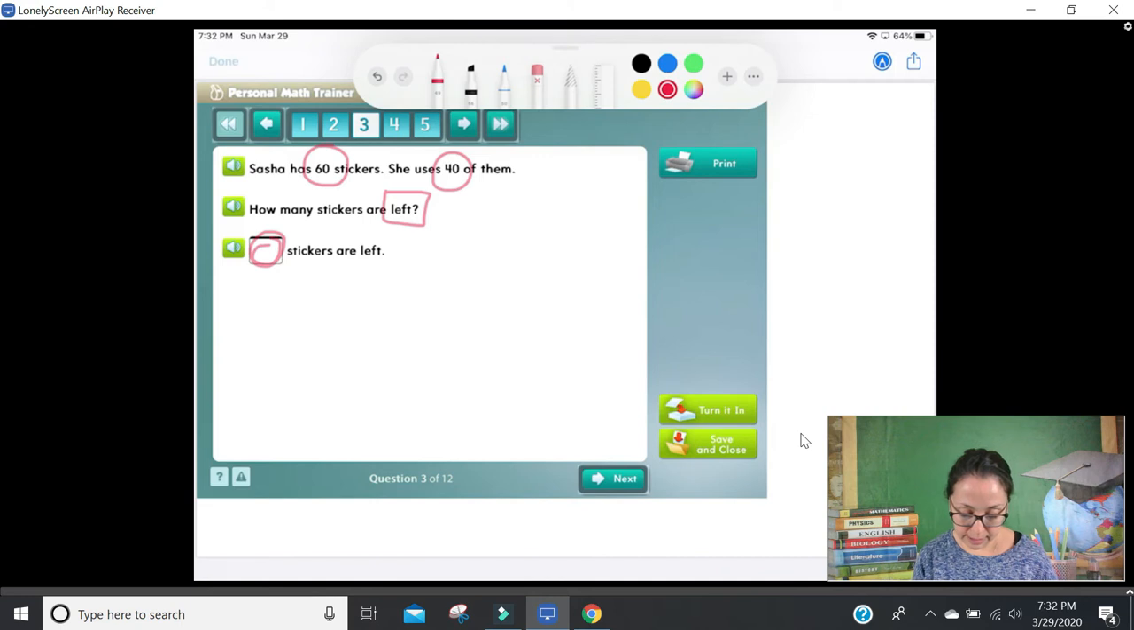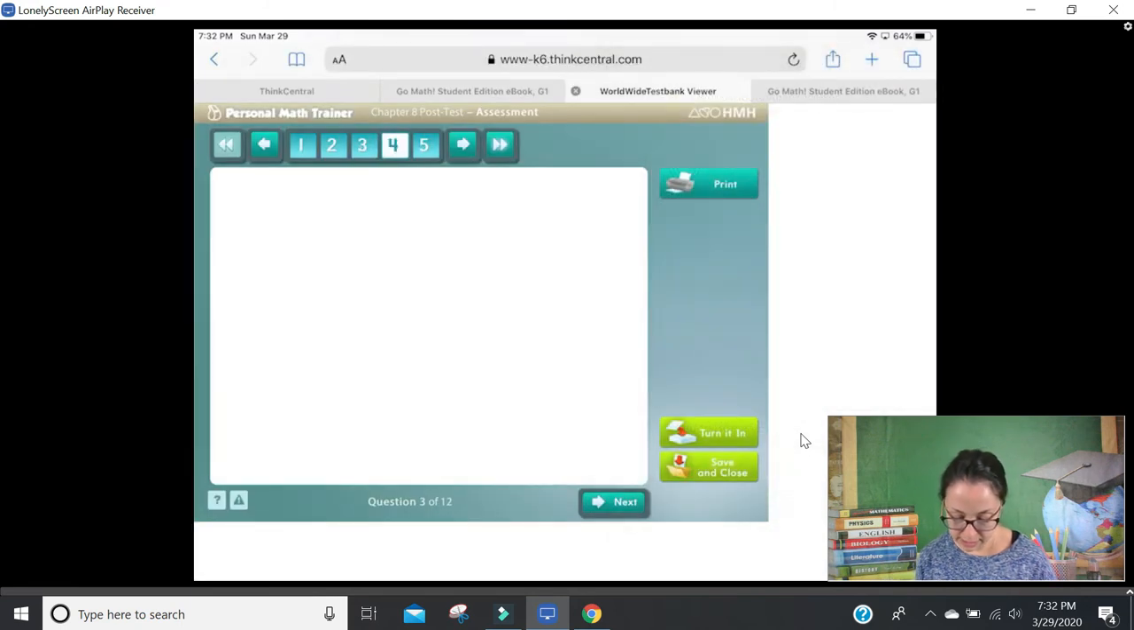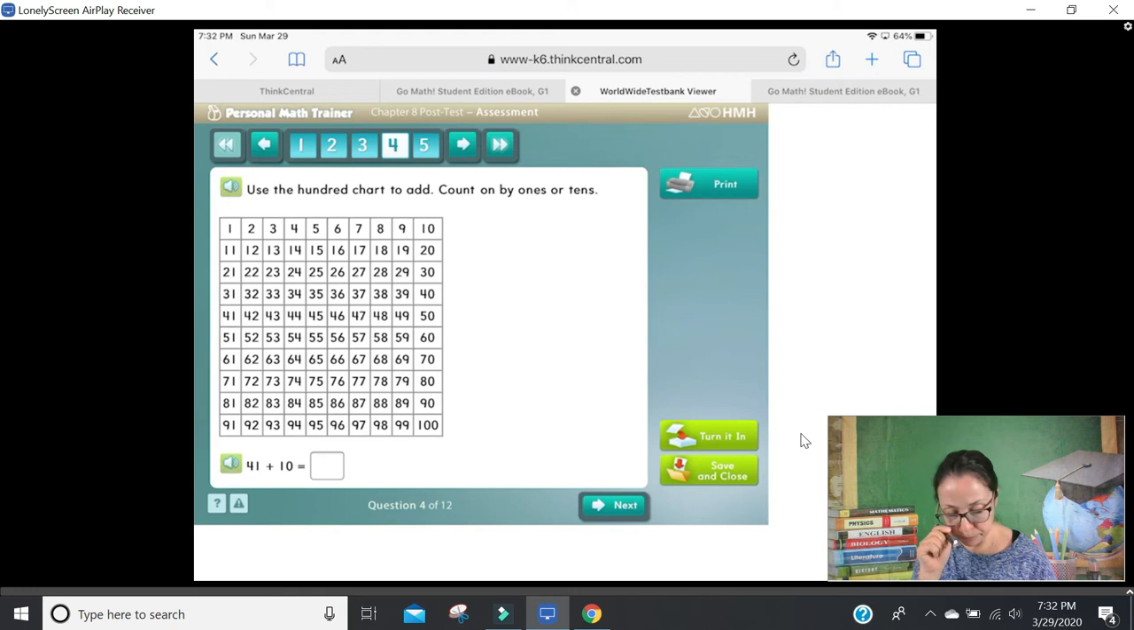All right, and I'm going to continue next. It says, use the 100 chart to add, count on by ones or tens.